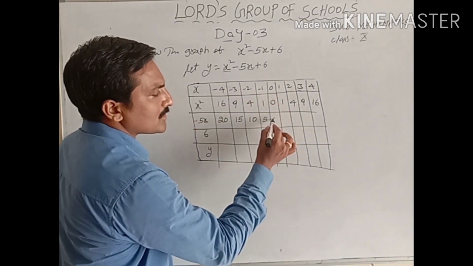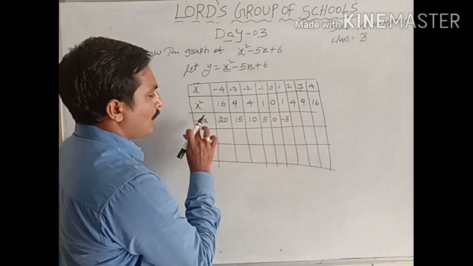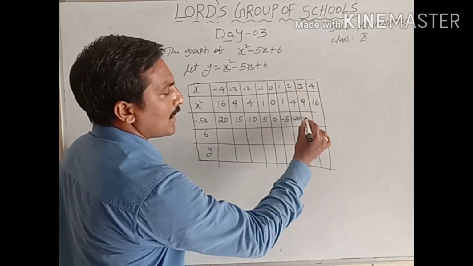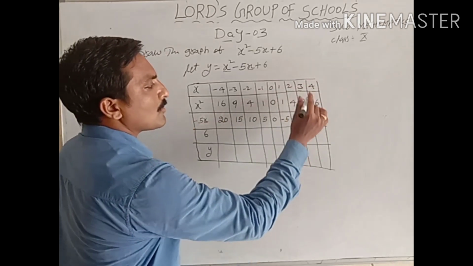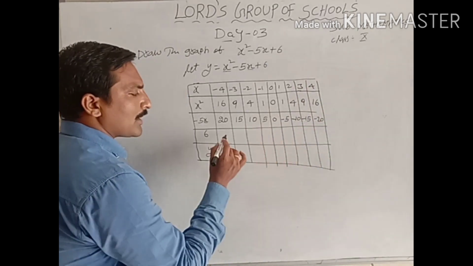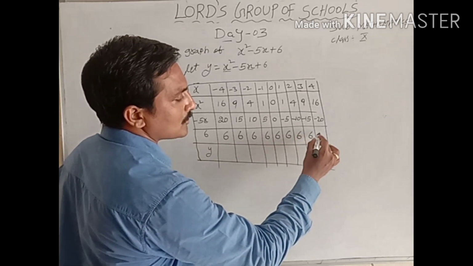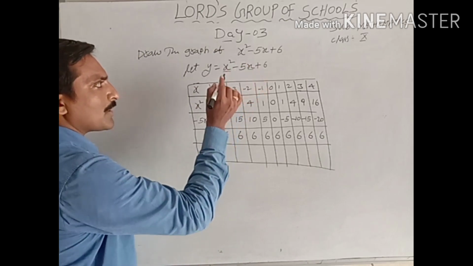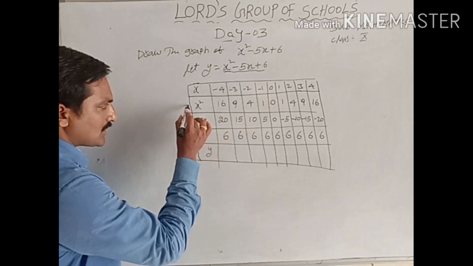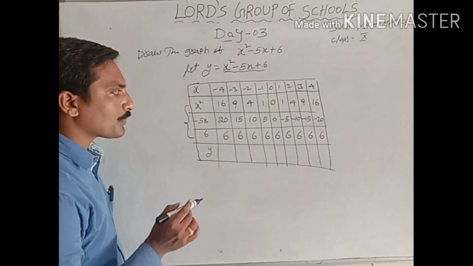When x is 0, the term will be 0. Minus 5 into 1, minus 5. Minus 5 into 2, minus 10. Minus 5 into 3, minus 15. Minus 5 into 4, minus 20. Here, what is the constant? Every time you write 6, there is no change. So the given problem has these three terms only: x square minus 5x plus 6. These three terms have to be calculated along with their symbols.